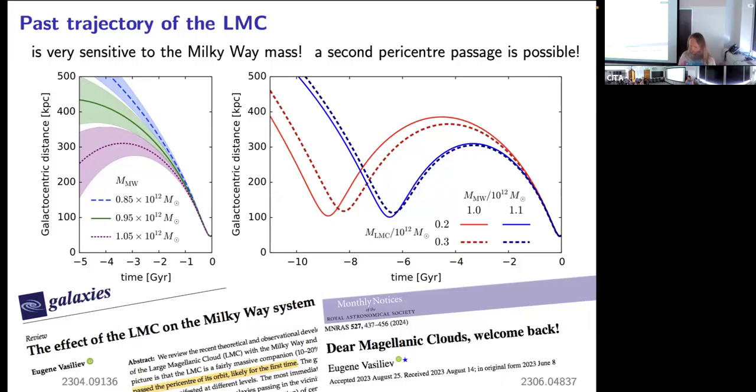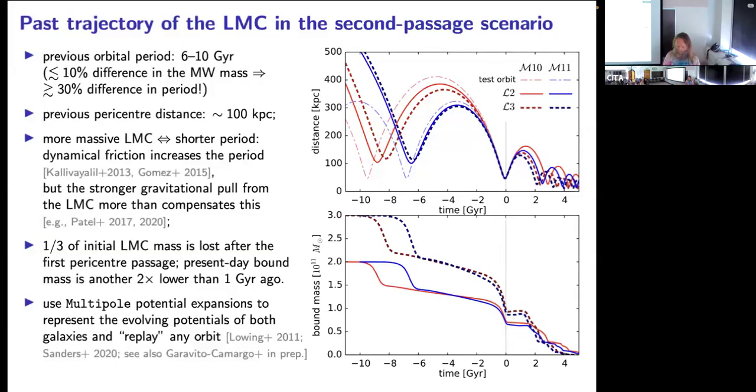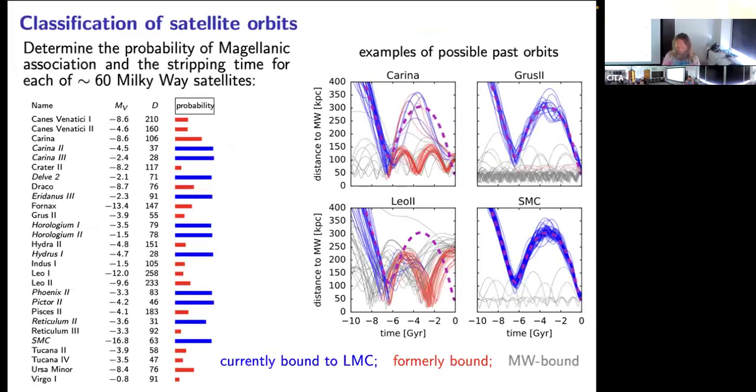But there was one thing that actually made a difference between the first and second passage scenarios, and these are the kinematics of the LMC satellites. So I'll skip this part and I'll go to the question of satellites. The LMC satellites, or things that could possibly be associated with the LMC. In these simulations I could actually make a very quantitative assessment of the probability that a given galaxy is currently a satellite of the LMC or has been a satellite in the past.